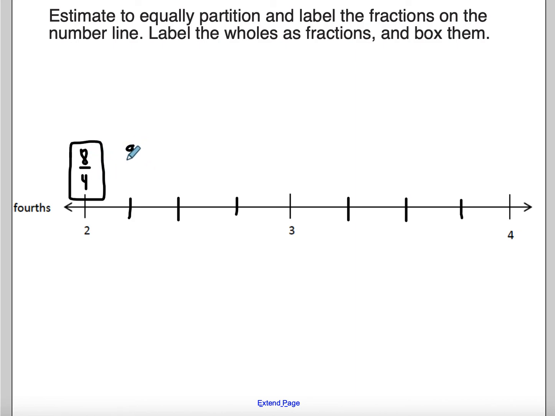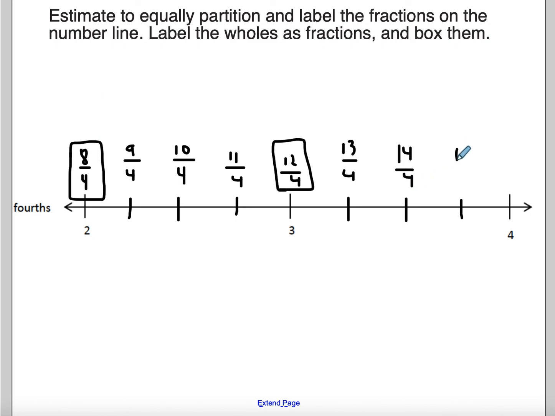Next would be 9 fourths. 10 fourths. 11 fourths. 12 fourths. I'm gonna box this. This is my whole. 13 fourths. 14 fourths. 15 fourths. And 16 fourths at the end of my number line, which I will also box because that represents 4 wholes.